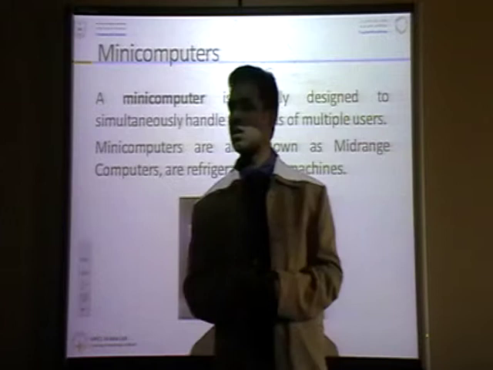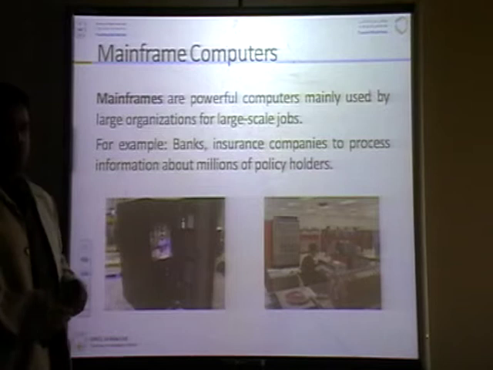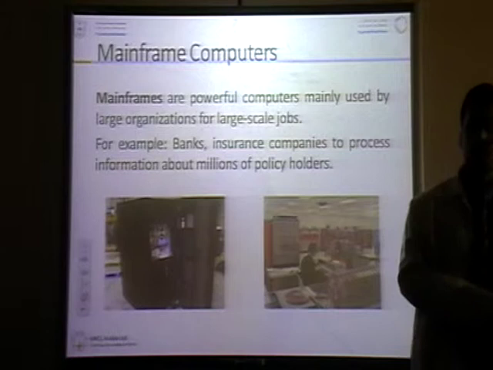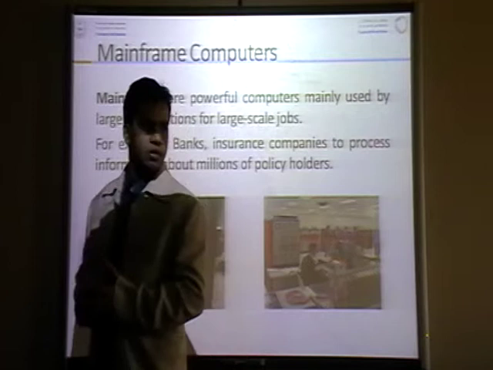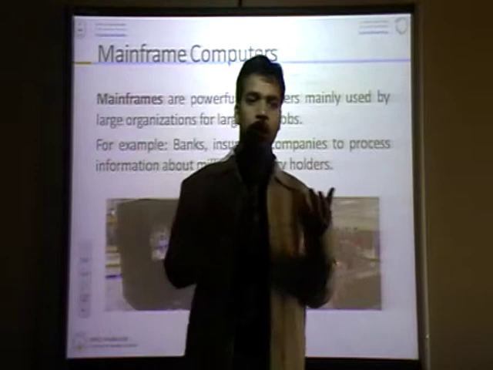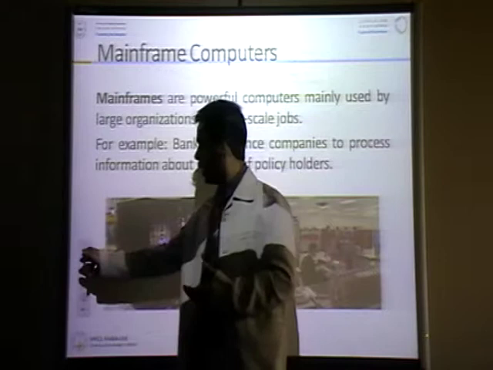After that, this is the mainframe computer. Mainframe computers are more powerful than micro and minicomputers, but less than supercomputers. This is generally used in telecom companies, STC, Zain, Mobily, or any banks. They use it because many customers are calling at a time, so it needs a fast computer. That's why they use mainframe. And next one is supercomputer.